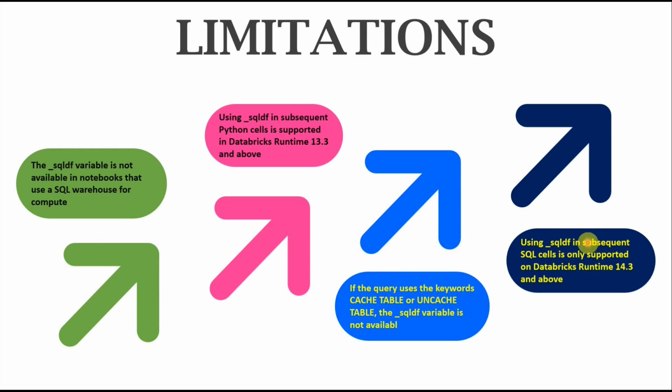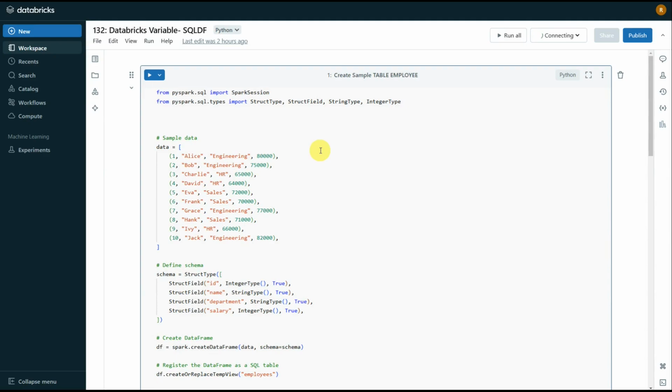One last limitation is that _sqldf can be used in a Python cell without any problem. But in case we have to use the same in our SQL cell, like select star from _sqldf, in case we have to use this dataset as a table, then we have to use Databricks runtime version at least 14.3 onwards. So these are the limitations. I hope you understood what is _sqldf and what are the advantages of this variable. Let's get started with the demo.